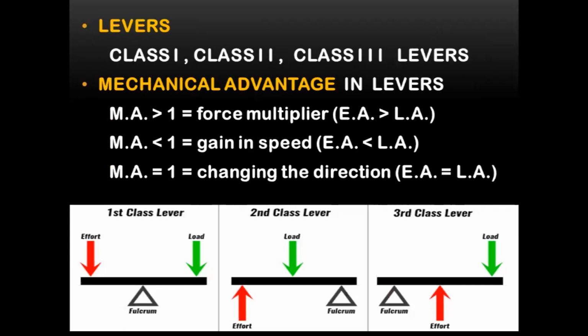In levers, we saw that there are 3 classes, class 1, 2, and 3, and we discussed the mechanical advantage of all the 3 classes of levers. To make it very short, if the mechanical advantage is greater than 1, then the lever acts as a force multiplier. When the mechanical advantage is less than 1, then it helps in gain in speed. If the mechanical advantage is equal to 1, it does not do much, but it helps in changing the direction of the effort. So this is what we saw in the previous class.